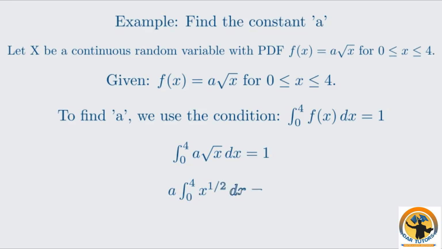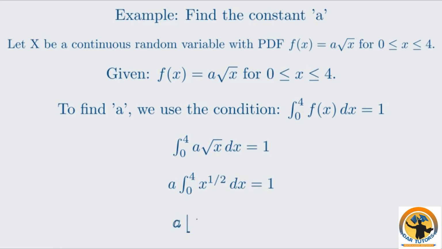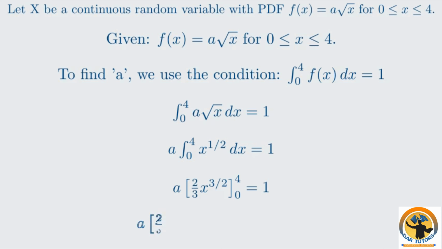The constant a can be pulled out of the integral. The square root of x is the same as x to the power of 1/2. Its integral is x to the power of 3/2 divided by 3/2, which is 2/3 times x to the 3/2. Now we evaluate this expression at the limits.